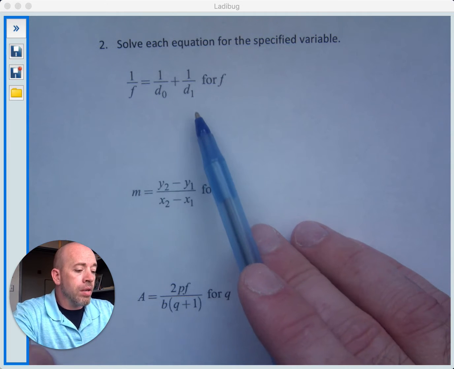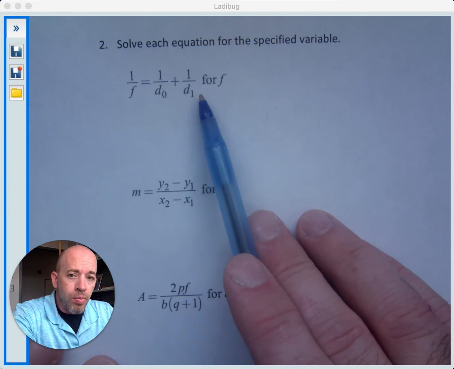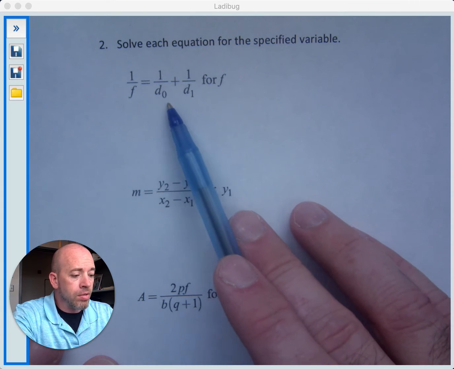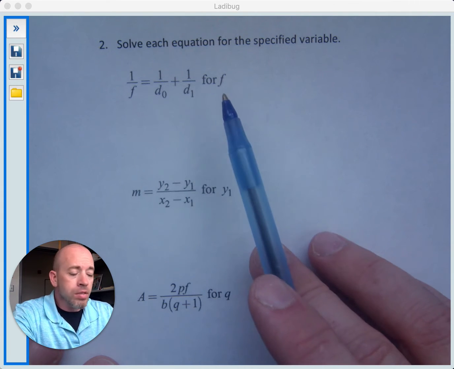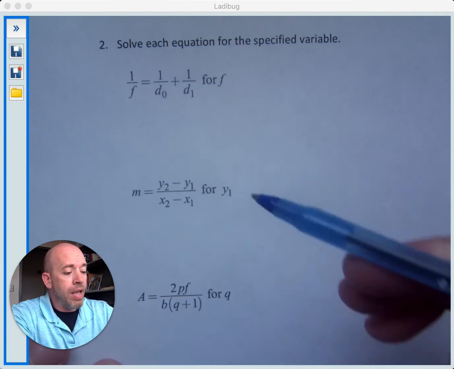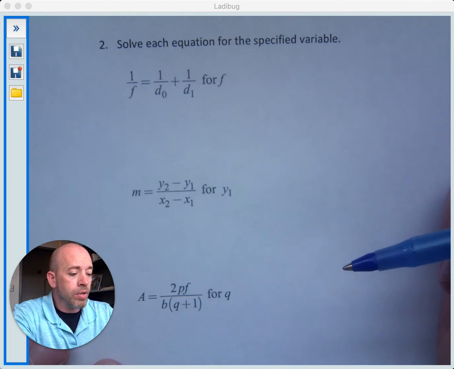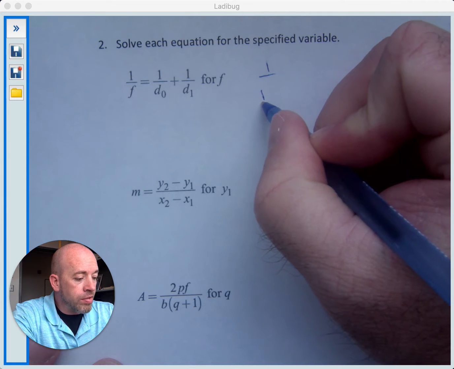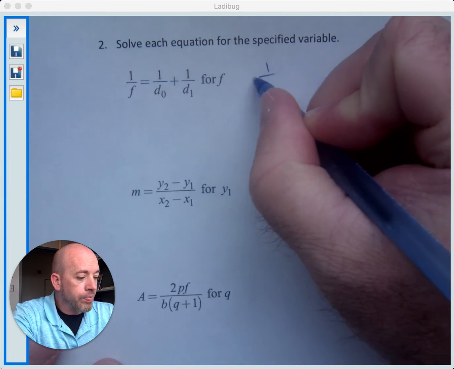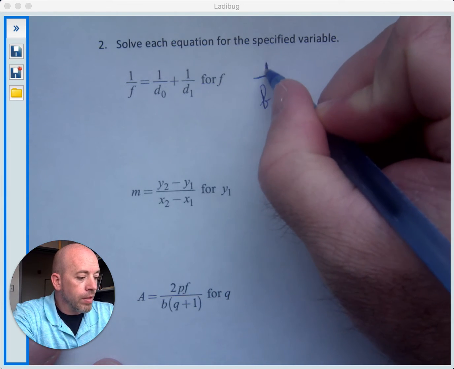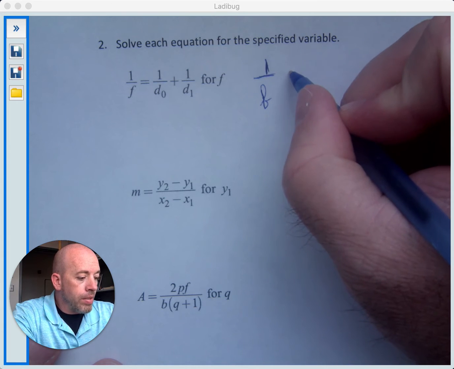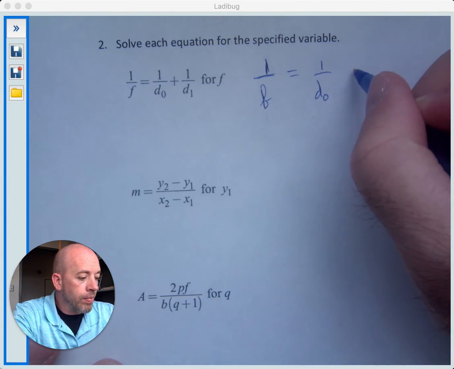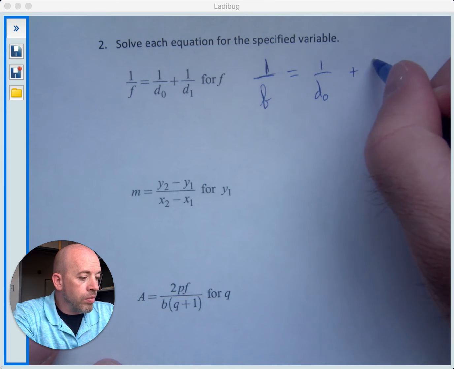This is d sub 0, d sub 1. Those aren't powers, they're just subscripts to represent that these are really two different variables. So let's multiply everything by f, d sub 0, and d sub 1. I'm going to rewrite this equation: 1 over f equals 1 over d sub 0 plus 1 over d sub 1.